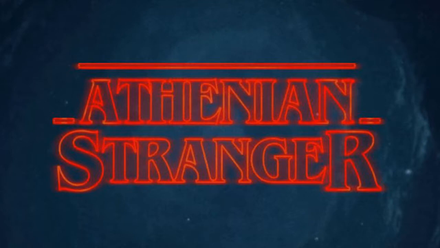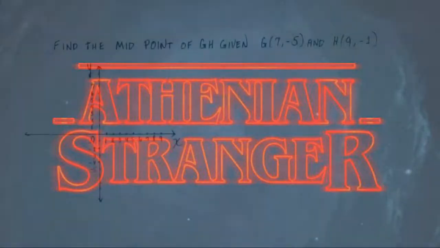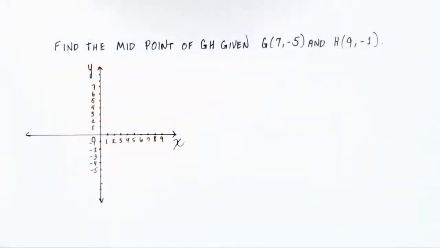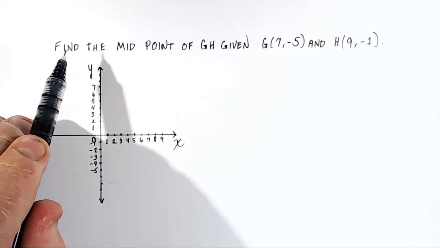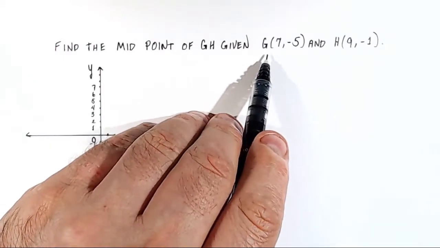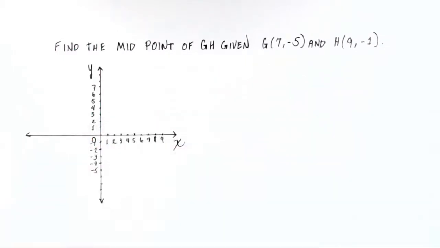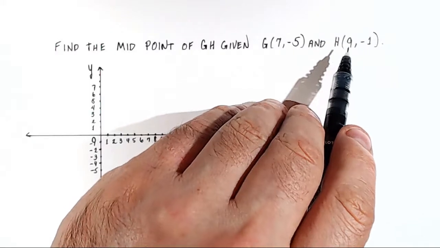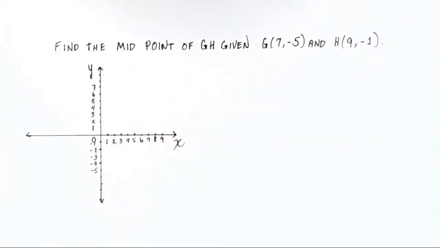a math problem that involves midpoints. So let's take a look at what we're given. We are given this information here. Find the midpoint of GH, given that point G is located at 7, -5, and point H is located at 9, -1.